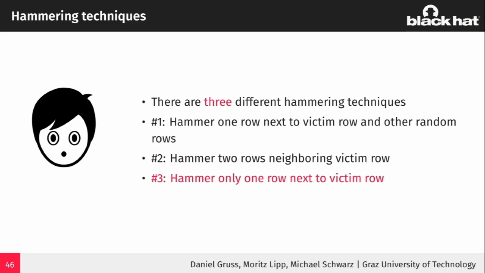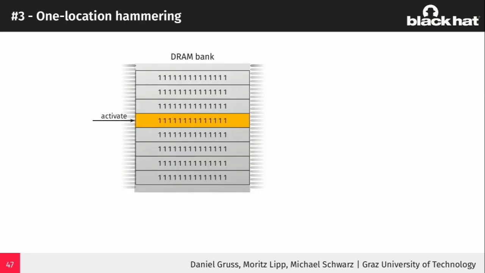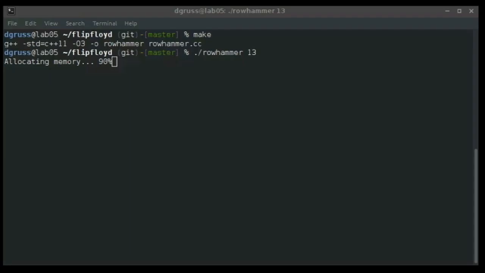There are actually 3 different hammering techniques now. We can hammer only one row next to a victim row, and it works like that. We access one row, we access it again, we access it again, and it works. Great. Bit flips. So we have a demo here.